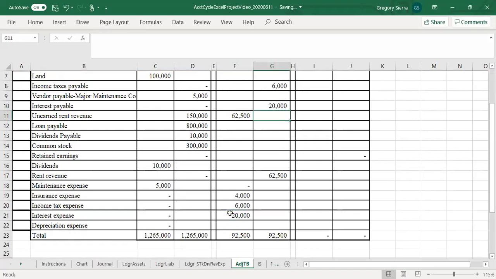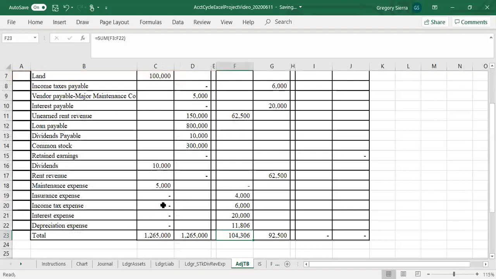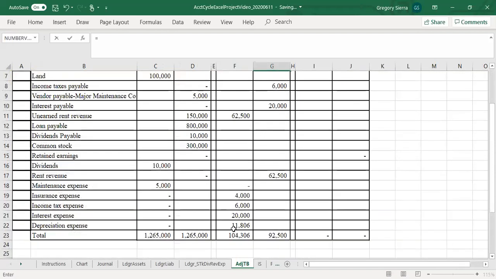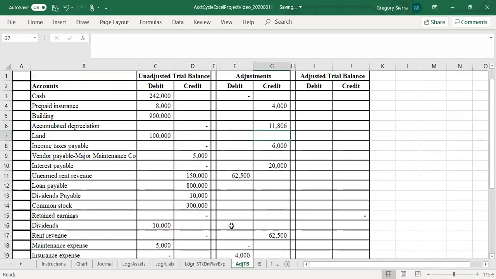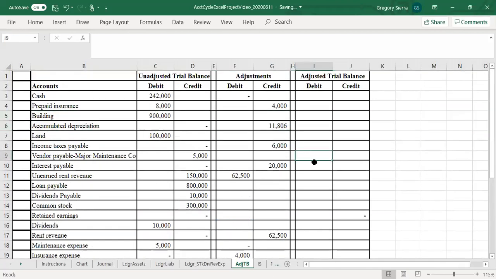and depreciation expense, and accumulated depreciation up here in the assets. It's increasing accumulated depreciation, which decreases the building net, because these two accounts are the value of the building. Okay, so now we have to just tally up over here.